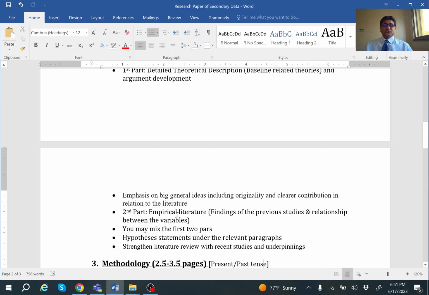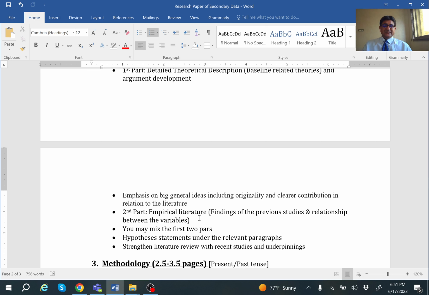Then you can write the empirical literature part, no subheading, as I have explained. There will be no subheadings, so we are dealing with paragraph to paragraph. So we have to discuss the major findings of literature: what previous studies found in determining the relationship between different variables, and which theory is supporting their arguments. So you can go for the mixed approach while writing the literature.